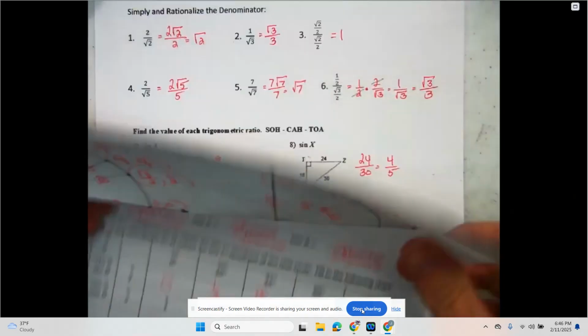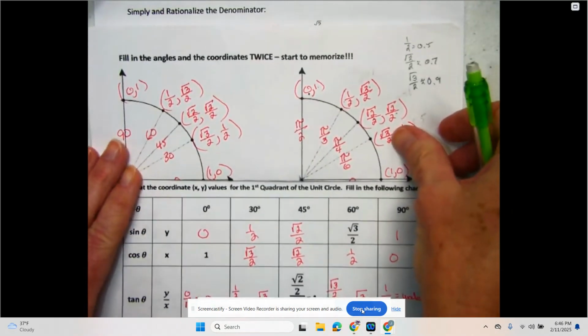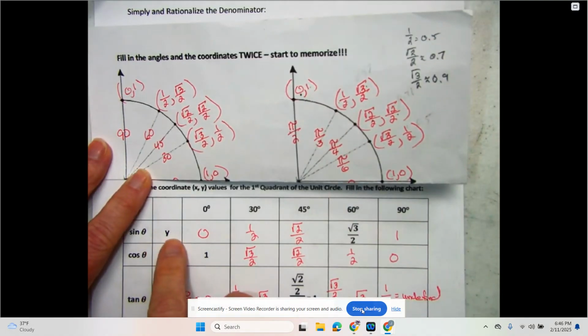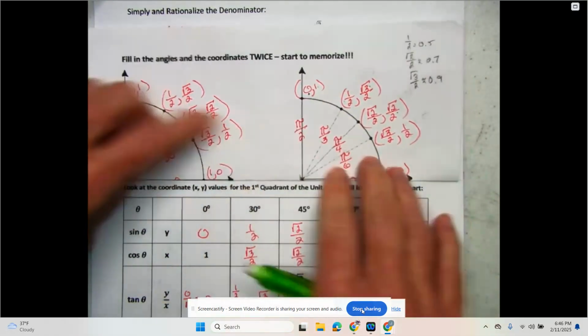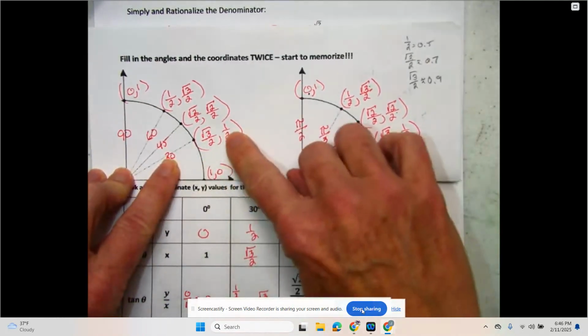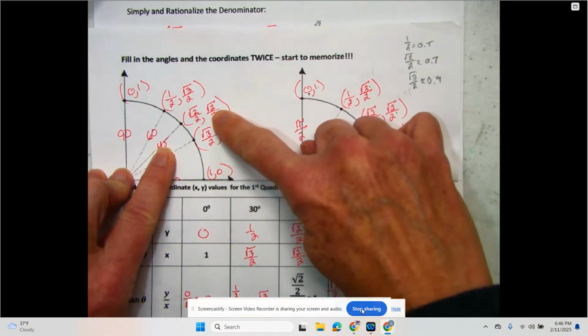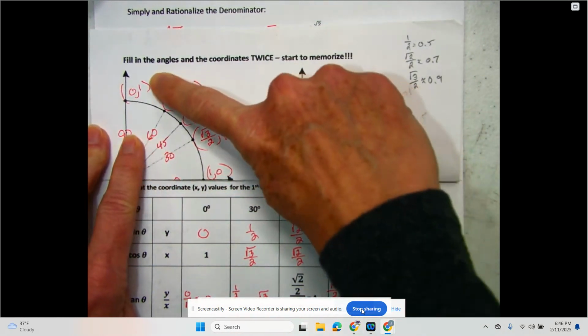So when we go to do these problems right here, for the sine values, you're only looking at the y coordinates. So what is the sine of 0? Y. Well, 0. What is the sine of 30? 1/2. What's the sine of 45? Square root of 2 over 2. What's the sine of 60? Square root of 3 over 2. What's the sine of 90? 1.